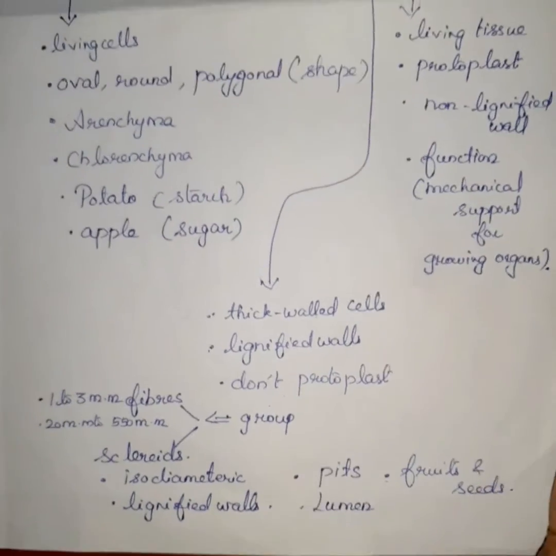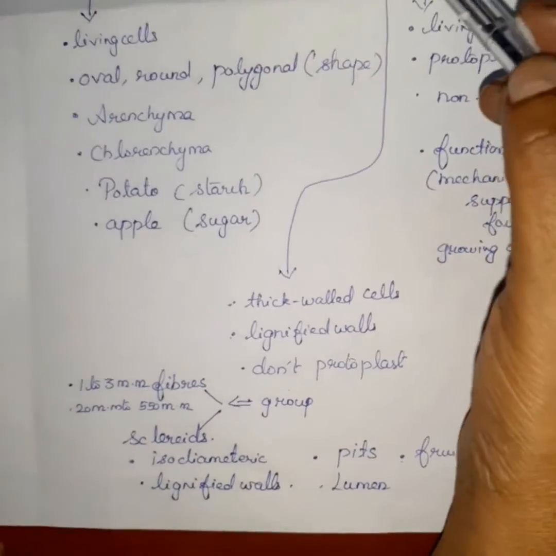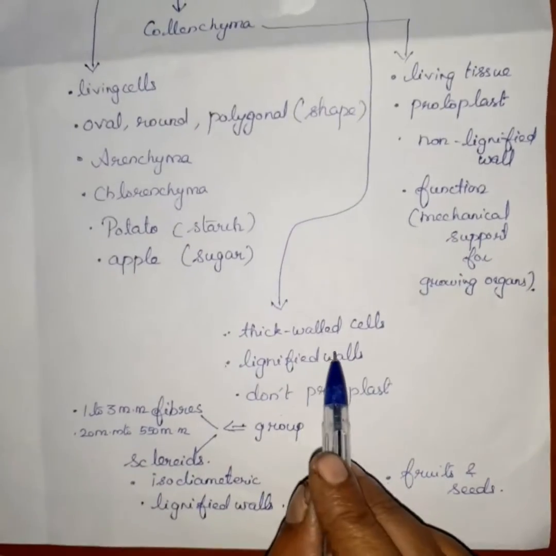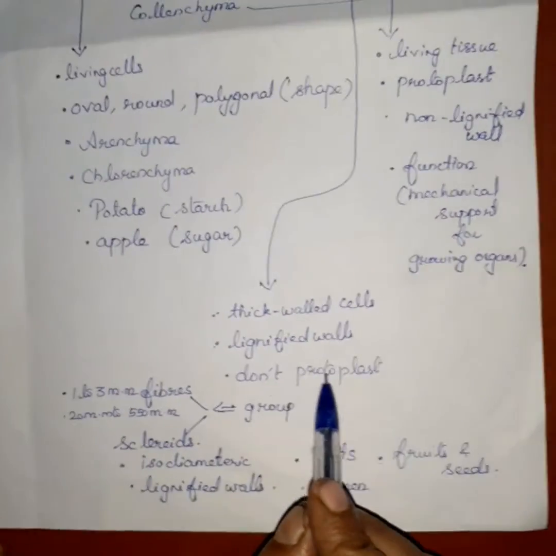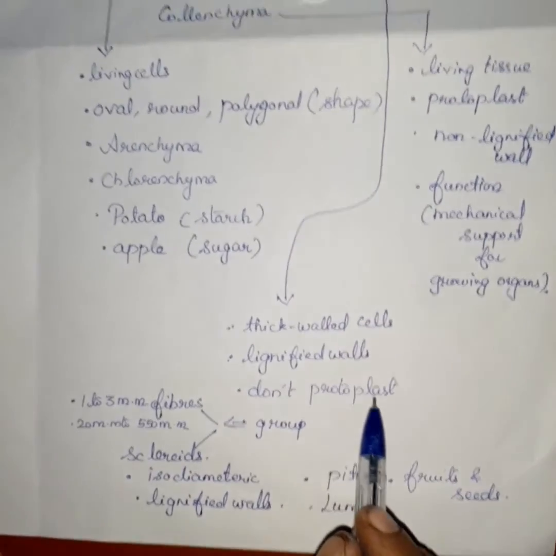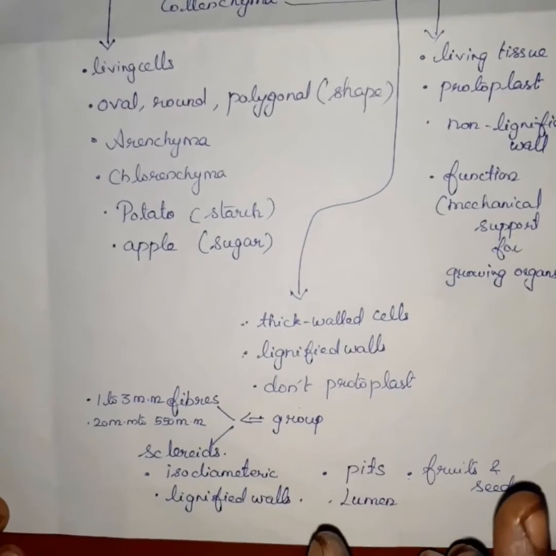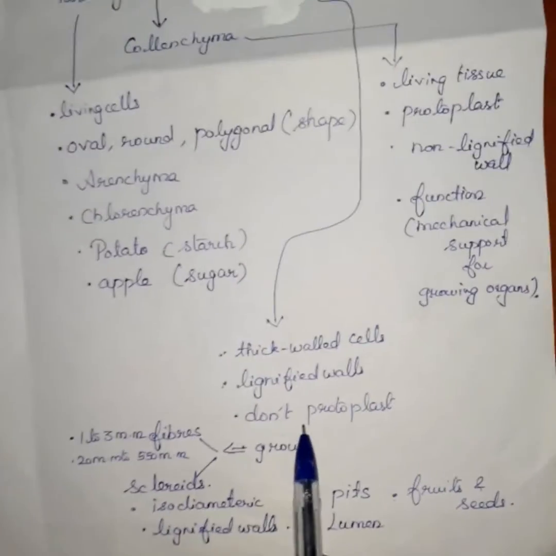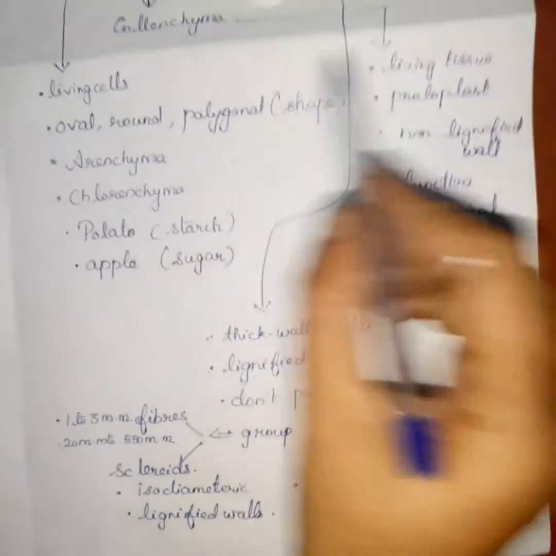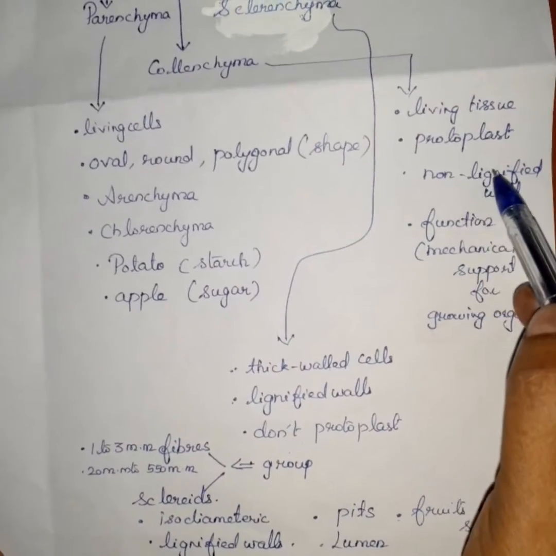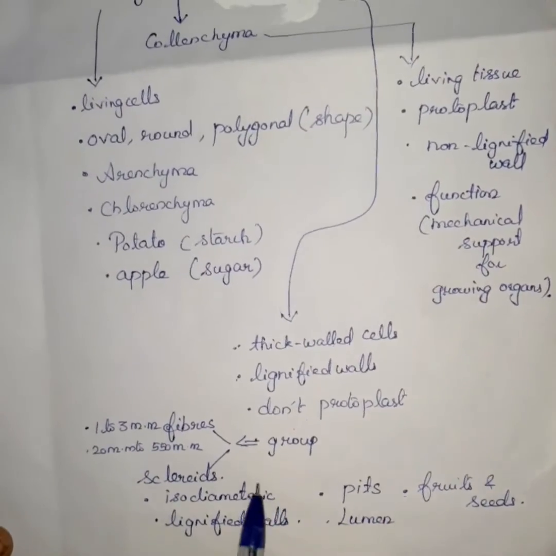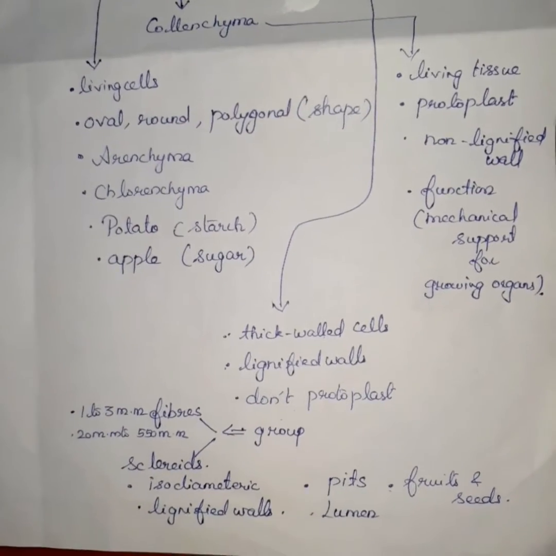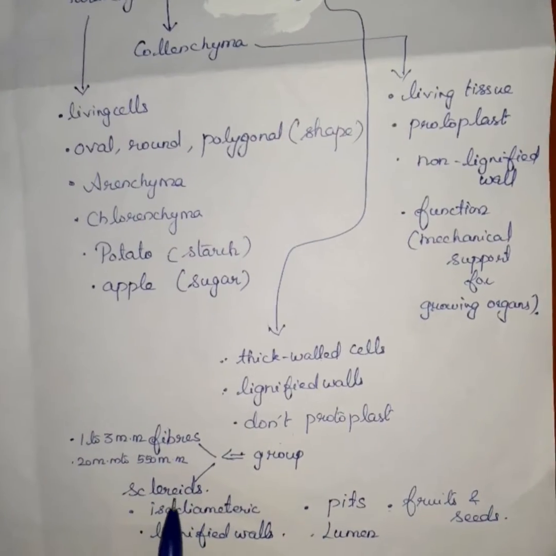Friends, next we are going to study sclerenchyma. The sclerenchyma consists of thick-walled cells. They have lignified walls. These sclerenchyma cells are dead cells. They do not possess protoplast, but collenchyma has the protoplast. These sclerenchyma cells are grouped into two types. The first one is the fiber and the second one is the sclereids.